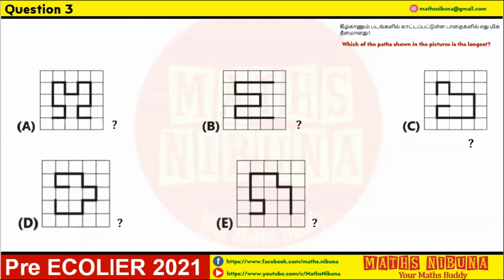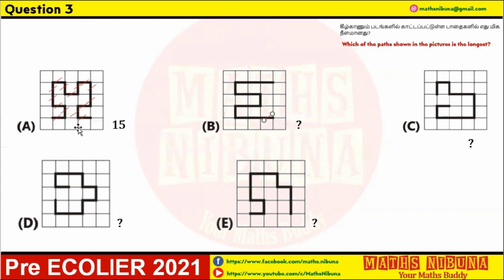So first, let's say we count here 1, and then we have here 2, 3, 4, 5, 6, 7, 8, 9, 10, 11, 12, 13, 14, and 15. Means A is 15. So we just write down A is 15.